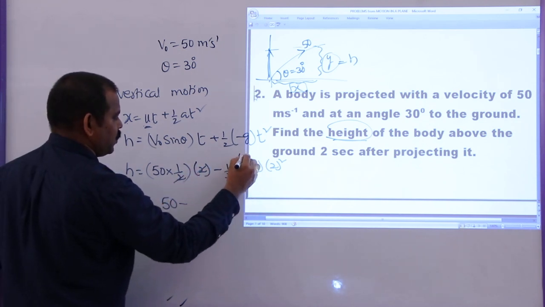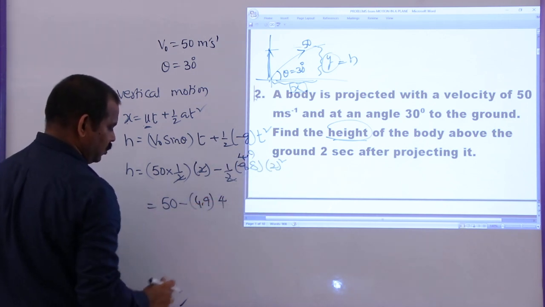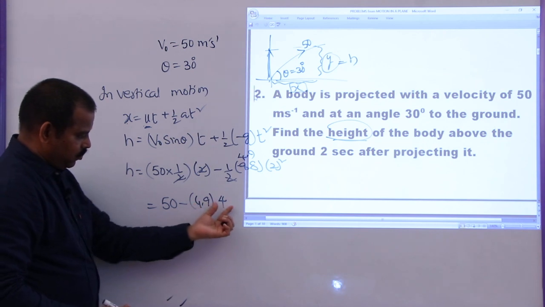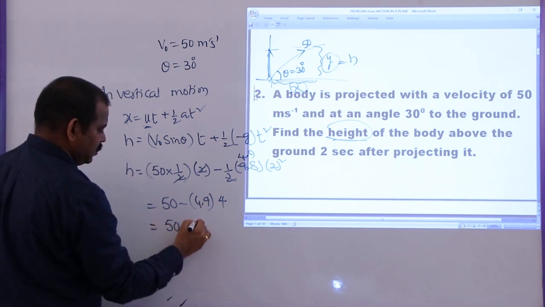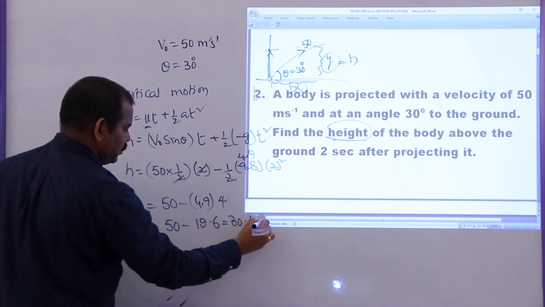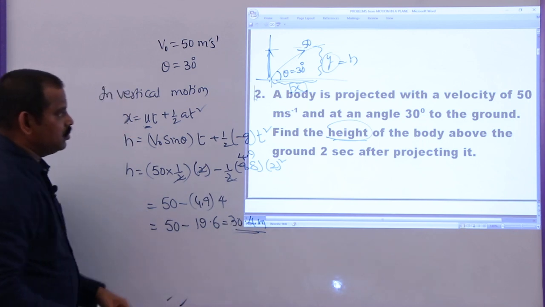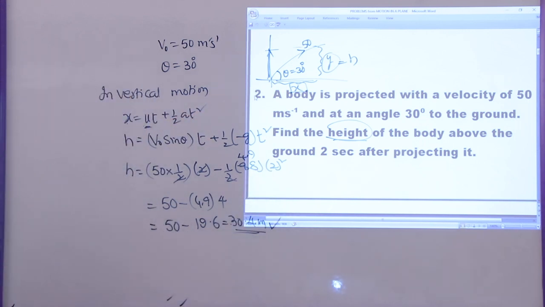50, this 2 gets cancelled, this will become 50. This is 4.9 into 4. So 4.9 into 4, nearly this is 5 into 4, 20. So this is 50 minus 19.6. The answer is 30.4 meters. So the vertical displacement in this case is 30.4 meters.